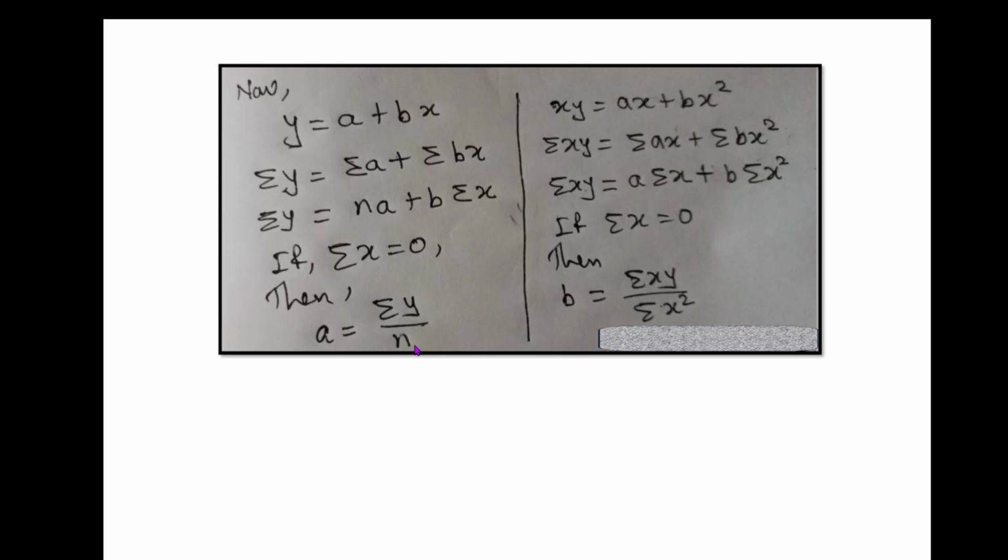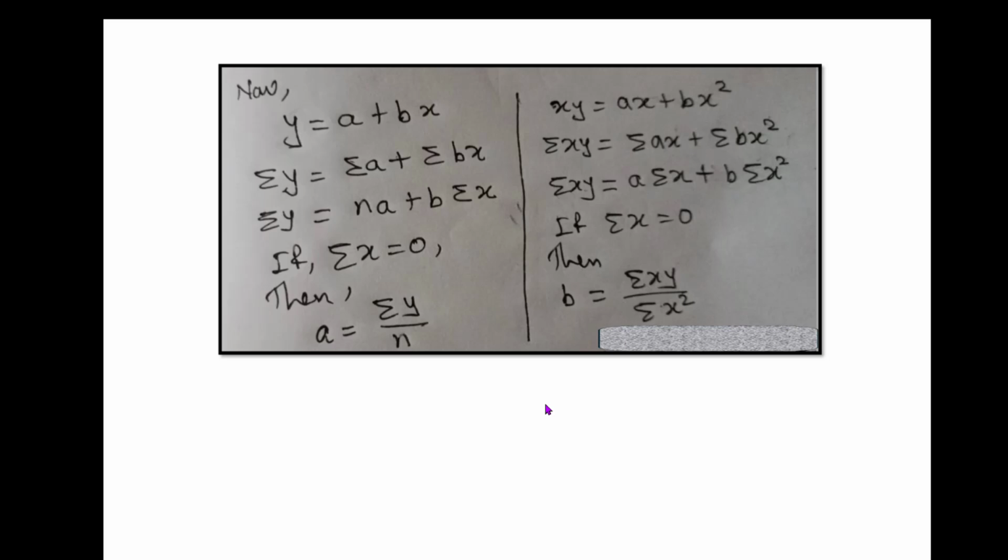Now if I multiply this equation by x, I will get this equation. Again, if I take sigma of both sides, I will get this equation. Then a will come out, b will come out, and again my sigma x is 0, so this term will vanish, and I will get b equal to sigma xy upon sigma x square. So in short, for this equation, I now have a and b readily calculable. So we can easily calculate.